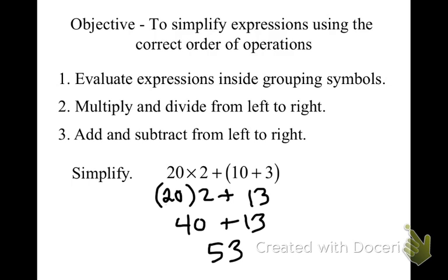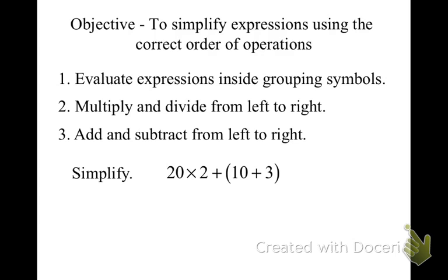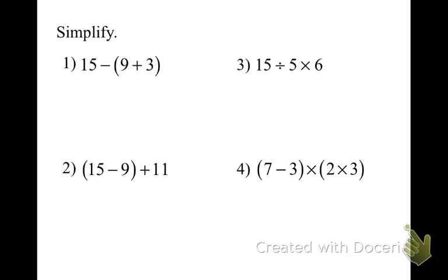Pause the recording and you try it with the next few. Now check your work. So first we hit the group. 9 plus 3 is 12. Bring down the 15. It would actually be minus 12. And then we end up with 3.